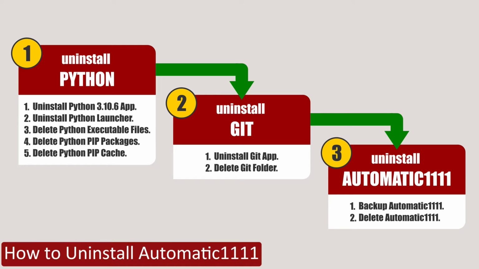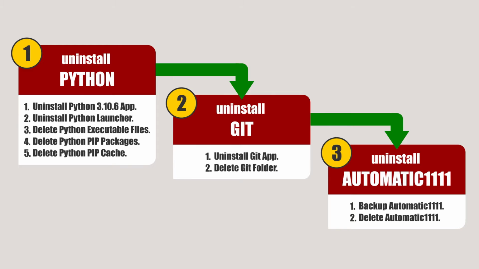Hello there and welcome. In this video I'm going to walk you through the full process to completely uninstall Automatic1111. This method assumes you originally ran a standard Automatic1111 installation that included installing Python, Git and then Automatic1111. It also assumes that you only have a single 3.10.6 version of Python installed.